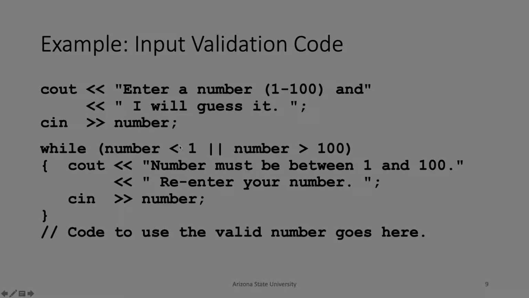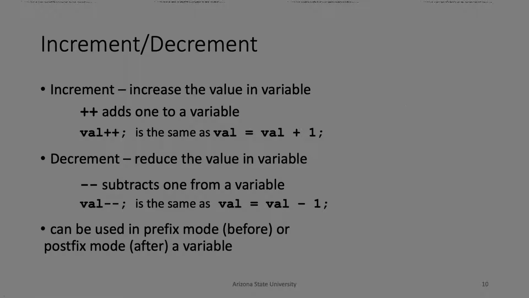Okay? So if we enter like 5, for example, both halves of this are false, and false or false evaluates to what? False, because neither one is true. So then we skip the while loop and we're done.